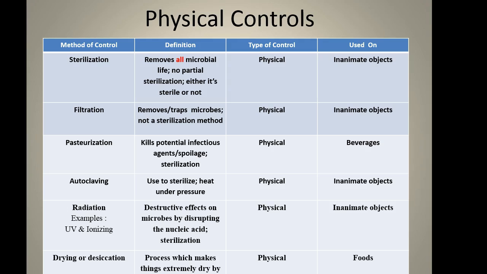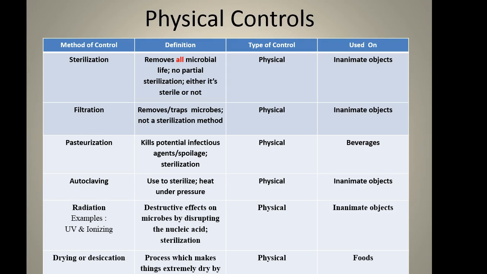Pasteurization kills potential infectious agents and spoilage organisms, but it doesn't give sterilization. Pasteurization is used in beverages. Name a beverage that is pasteurized. Milk. Who discovered or came up with the process of pasteurization? Pasteur. Autoclaving is used to sterilize; it's heat under pressure.